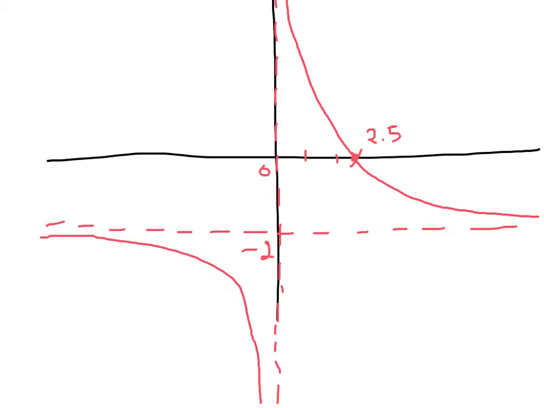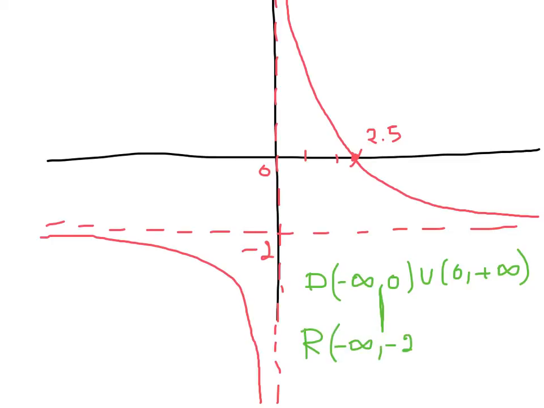The last thing I want you to state here is the domain and the range. The domain will be everything excluding the vertical asymptote, negative infinity to 0, and then 0 to positive infinity. Okay, the range will be everything excluding the negative 2. So from negative infinity to negative 2, and from negative 2 to positive infinity. This problem is done. Number 2.